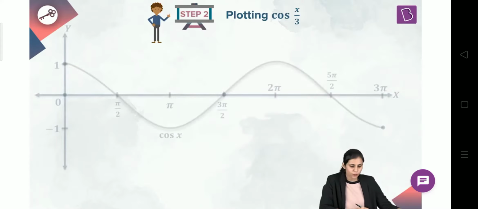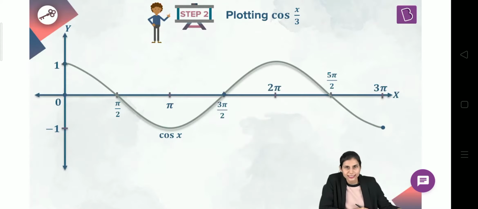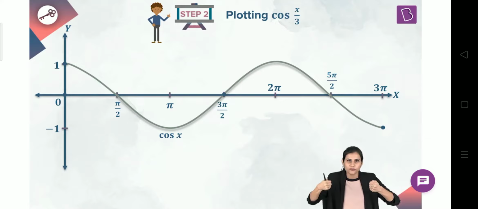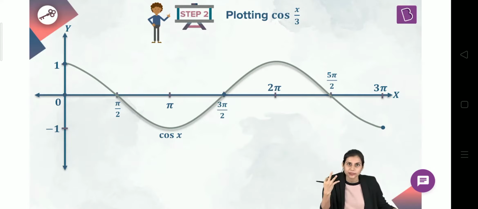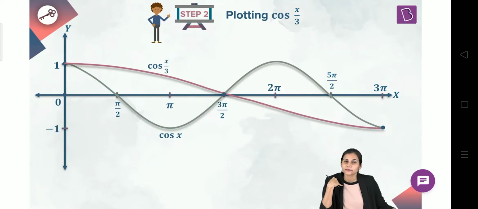Okay, so I'm going to plot the graph of cos x in the interval 0 to 3 pi. That is our interval of interest. Just keep that in mind, okay? I've plotted the graph of cos x in the interval 0 to 3 pi. Now what will I do? I will stretch this graph horizontally along the x-axis 3 times to get the graph of cos of x by 3. When I do that, this is what I get.